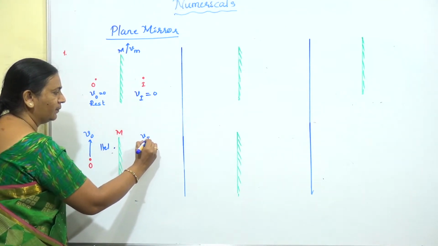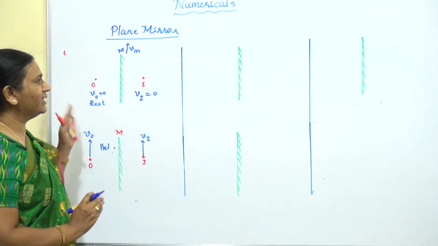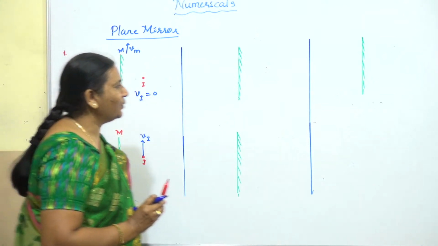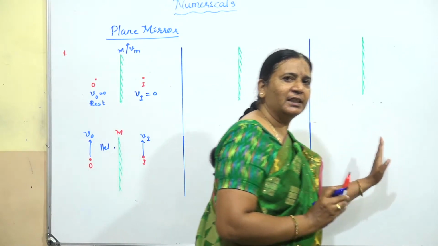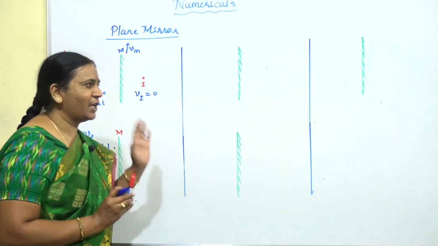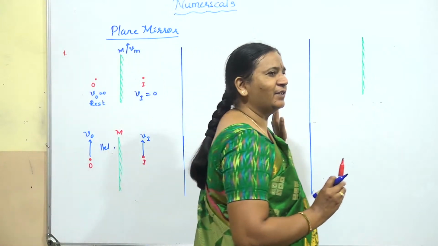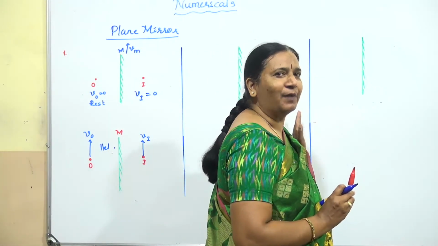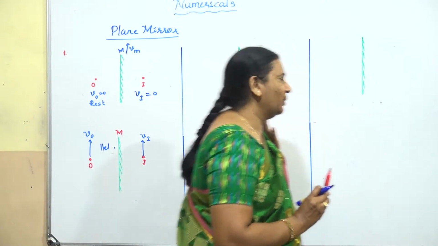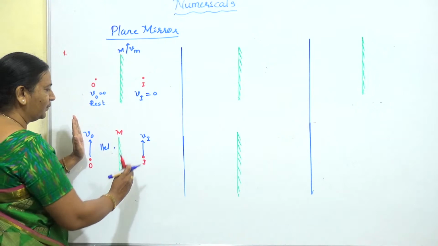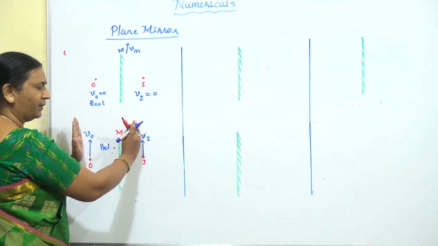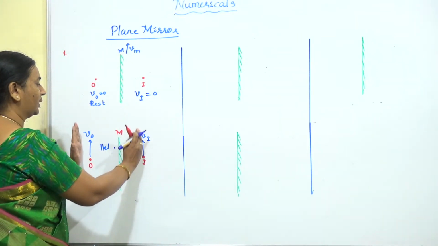Hope you are following. Imagine this is my mirror, and if I start walking, then what happens? The image will also walk with me with the same speed itself. Otherwise, how will you find, when you go here, your image beside you only? You cannot find it. So the speed will be the same. If the object moves like this, the image also moves like this. That is very clear. But both will move with the same speed.